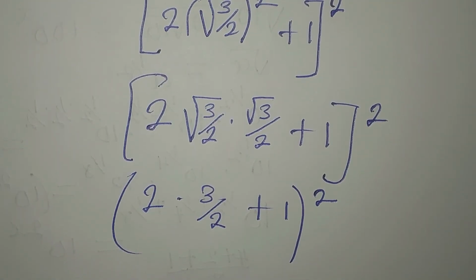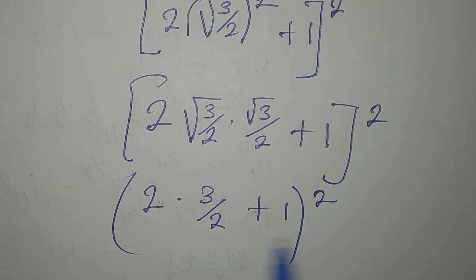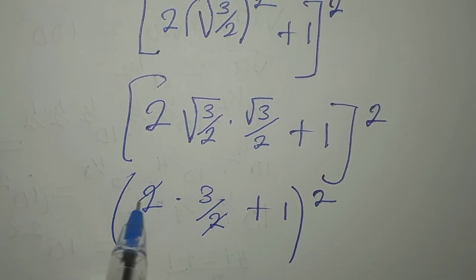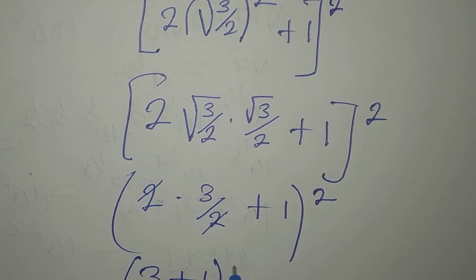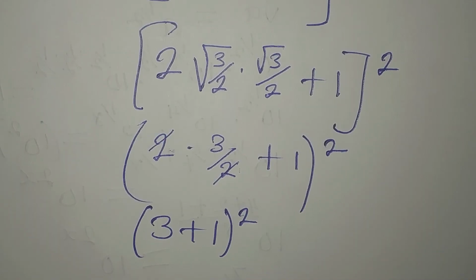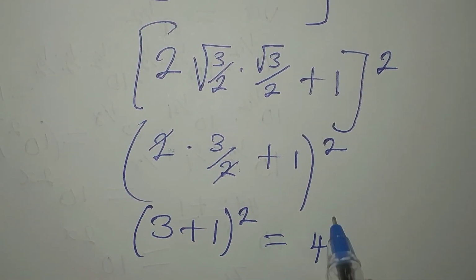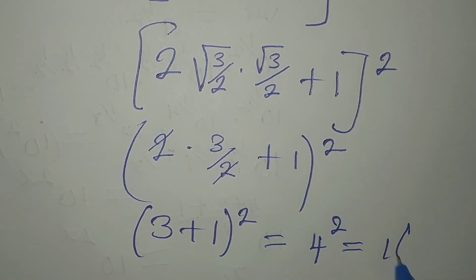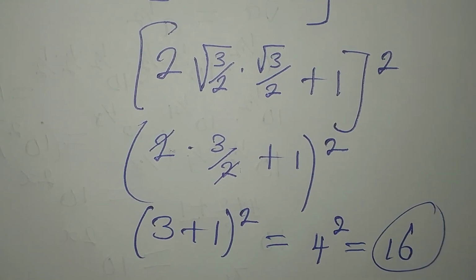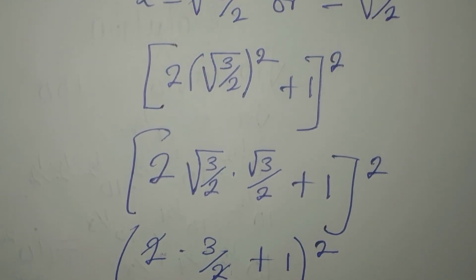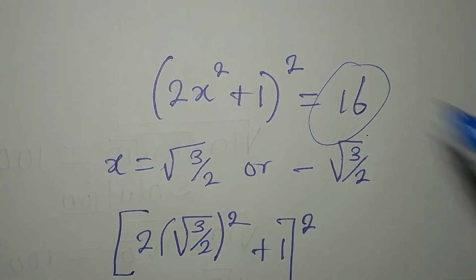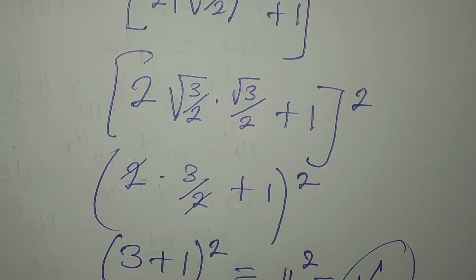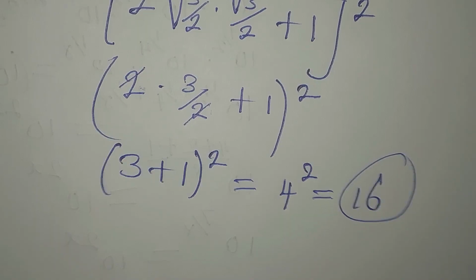And then another thing, this is multiplication, so we will use BODMAS for this. This will just take this away. So we have 3 plus 1, and this will be squared. 3 plus 1 squared is the same as 4 squared, and 4 squared is 16. And remember that it is 16 we had on the other side of the equation. Look at it over there. So we are very correct with the first value of x.